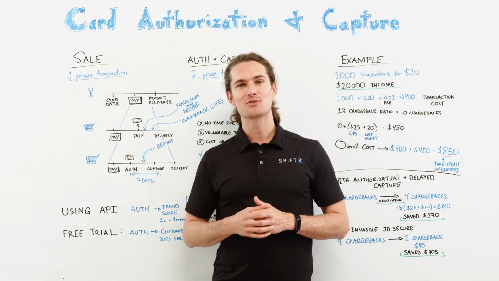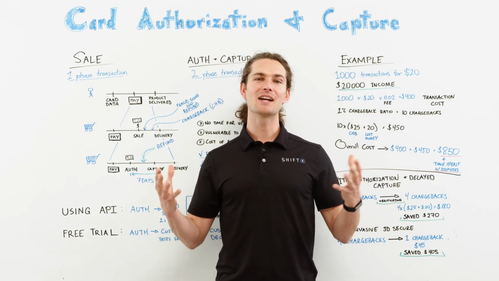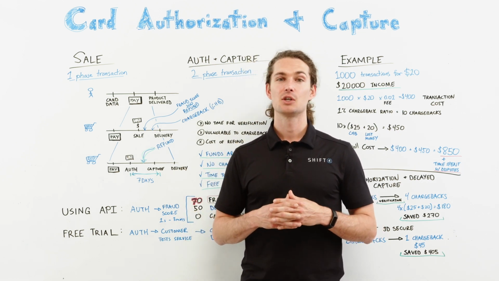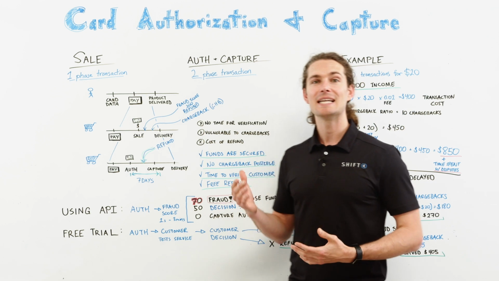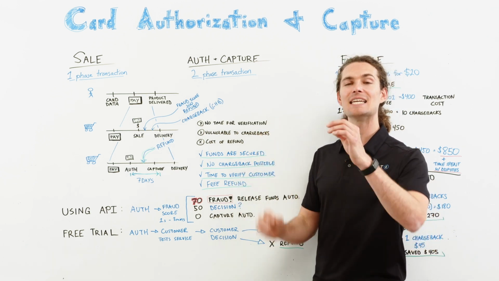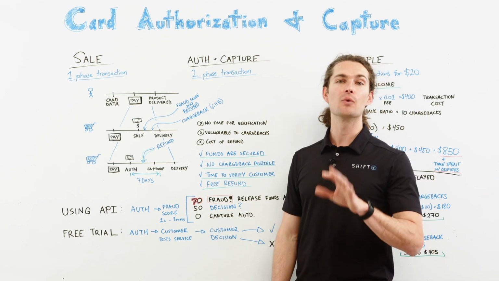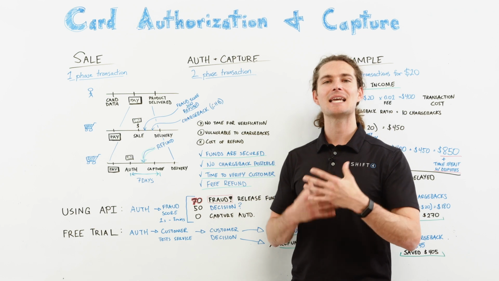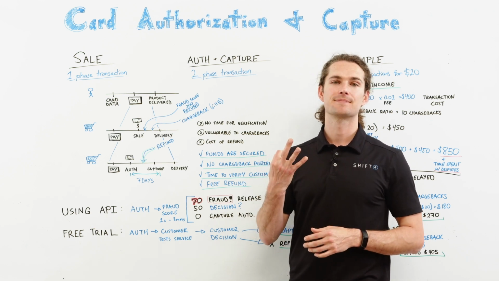With this transaction flow, the merchant has time to verify the customer while the funds are secured. No chargeback is possible until after capture, so the merchant can choose a free refund if they decide not to move forward with the transaction. In most cases, this is automated and lasts up to 3 minutes.